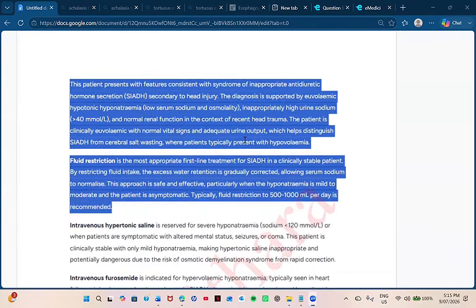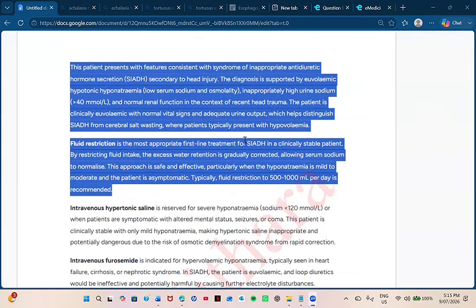Okay, here the patient presents with features consistent with SIADH, syndrome of inappropriate antidiuretic hormone secretion. The diagnosis is supported by euvolemic hypotonic hyponatremia, the low sodium and osmolarity, right? Inappropriately high urine sodium and normal renal function in the context of recent head trauma. The patient is clinically euvolemic with normal vital signs and adequate urine output, which helps distinguish SIADH from cerebral salt wasting, where patients typically present with hypovolemia, right?